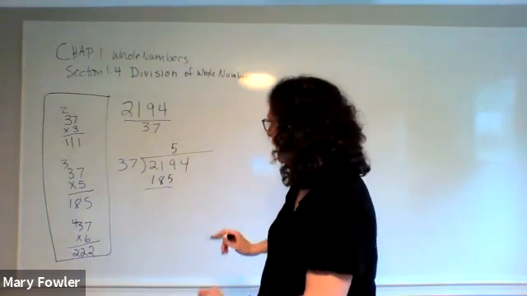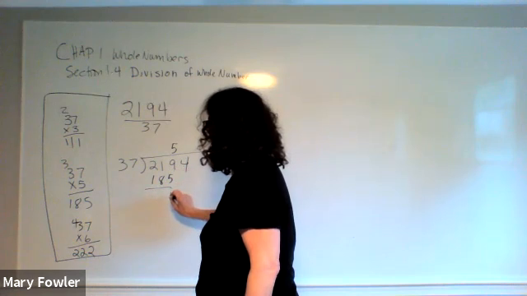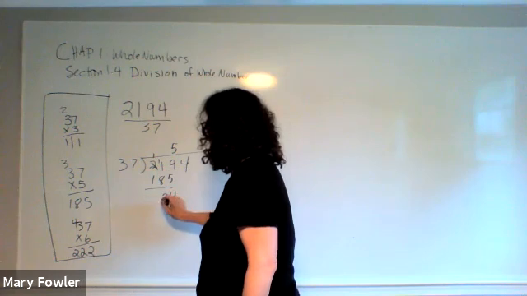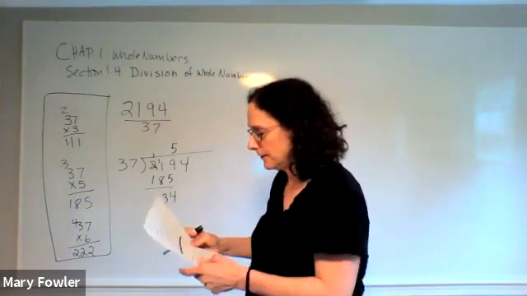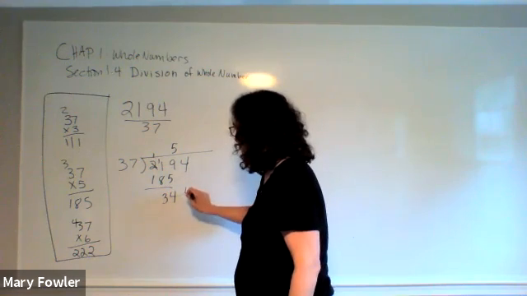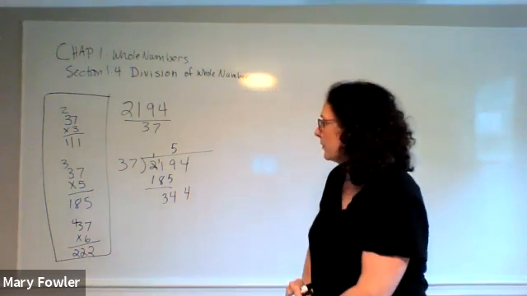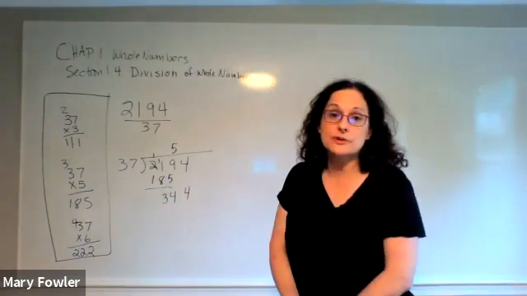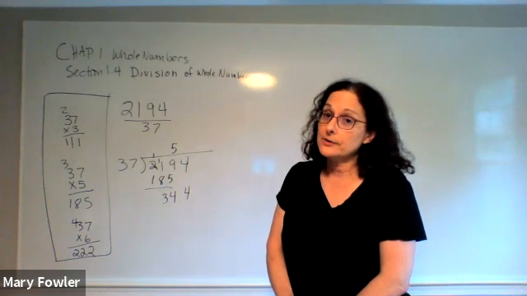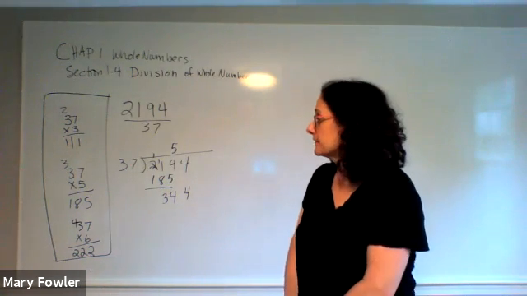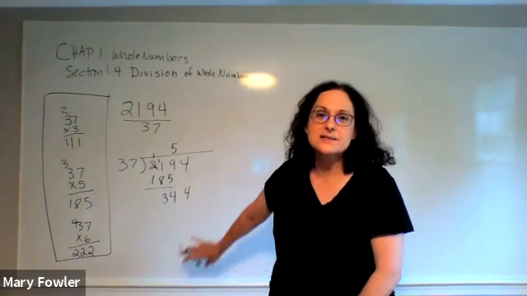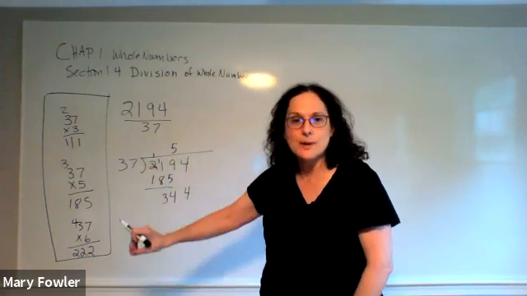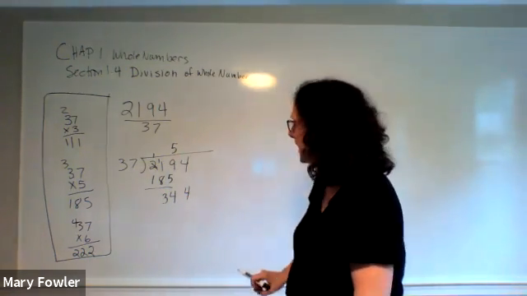All right, and let's do our subtraction here. And we're going to bring down the 4. All right, so I need to know how many times 37 goes into 344. Well, I know that 37 times 10 is 370, and this is pretty close. 344 is kind of close to 370, so I'm going to guess, and I'm going to try 37 times 9.